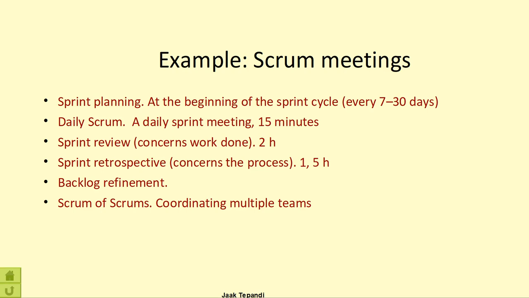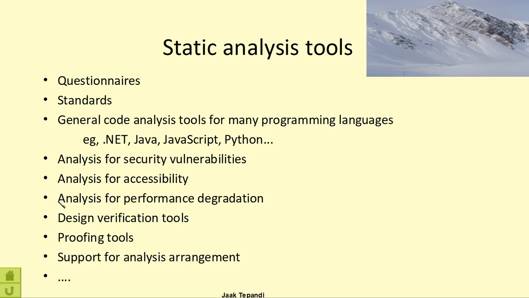As an example, in Scrum we have different kinds of meetings. For example, sprint planning, daily Scrum, daily sprint meeting, very short, sprint review about work done, sprint retrospective, and not so often backlog refinement, and coordinating multiple teams in Scrum of Scrums. These arrangements may use different tools.